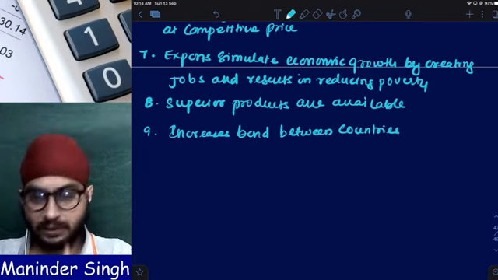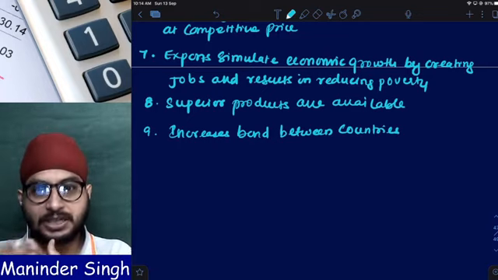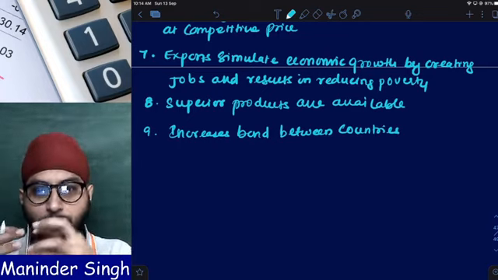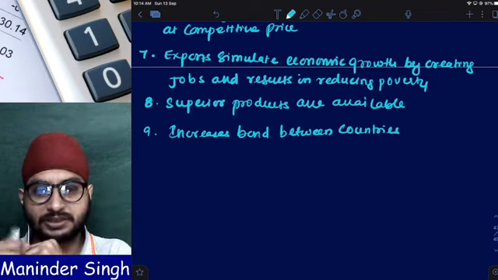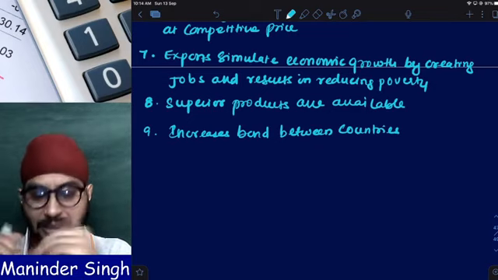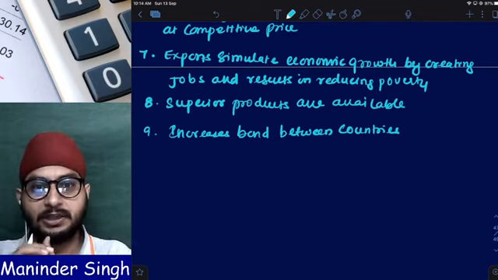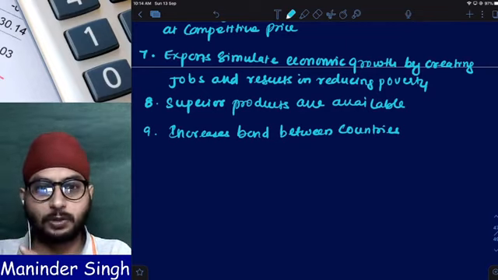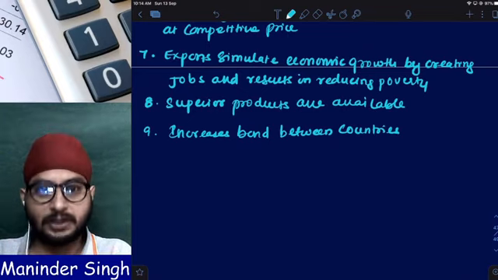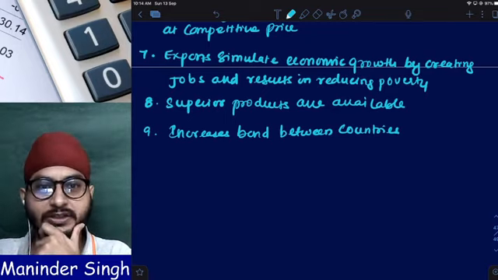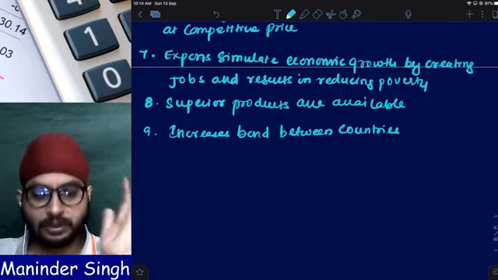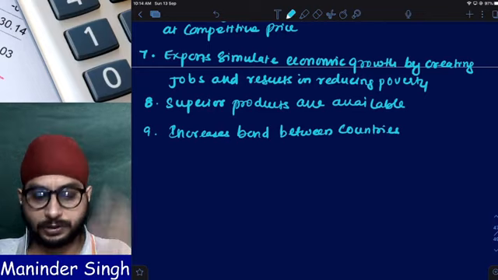No, right? So if international trade happens, then what happens? The bond between the countries increases. Means the relationship between countries increases and the other country will help and support us at the time of requirement. Now let us say India and Pakistan go to war, Japan will support us, Afghanistan will support us, the US may support us, Russia may support us. Why? We have good relationships with these countries. If we do not trade, there will be no relationship and obviously they will not support us.